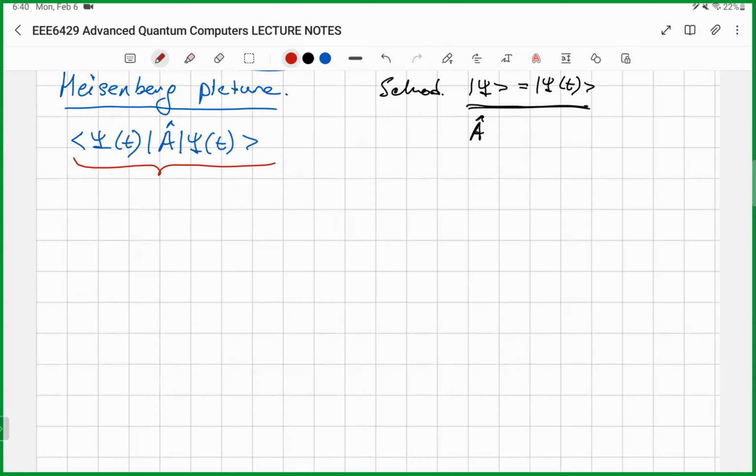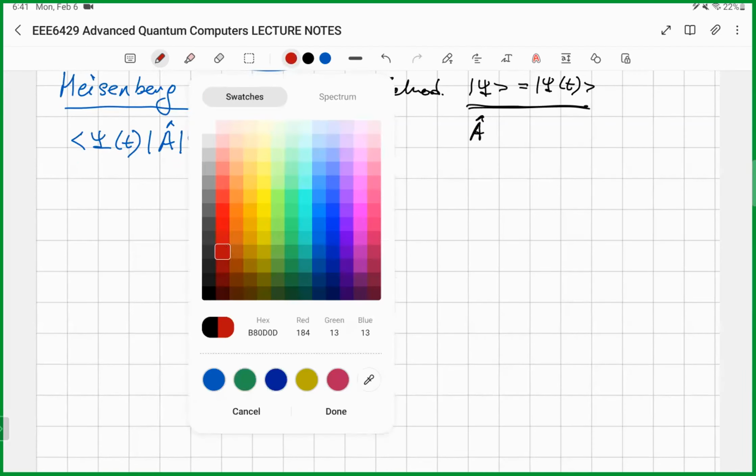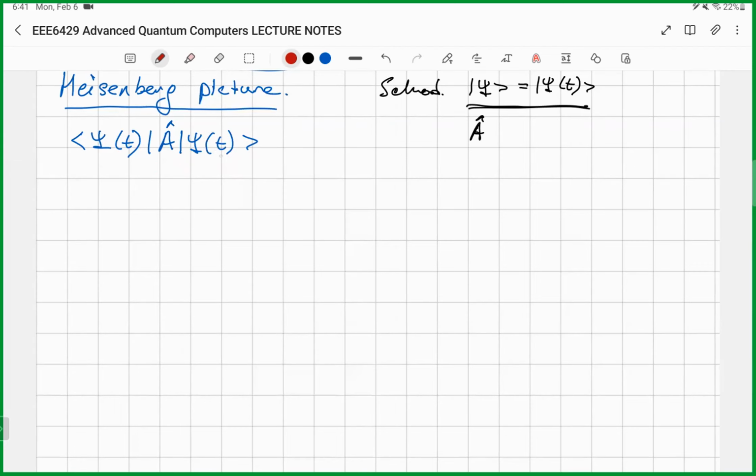And we will discuss much more about these matrix elements later. But for now, let's note that in the Schrodinger picture, this psi state depends on time, but the operator is time independent. So this is the Schrodinger picture. Matrix element in the Schrodinger picture.